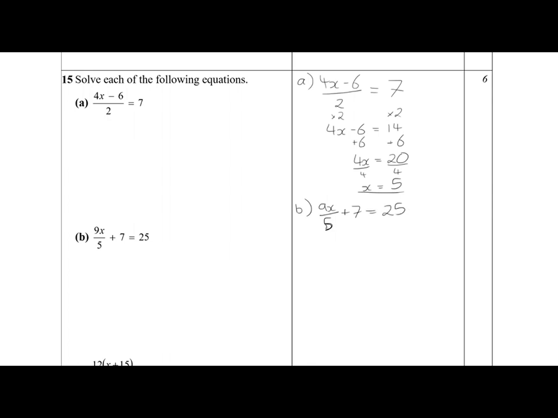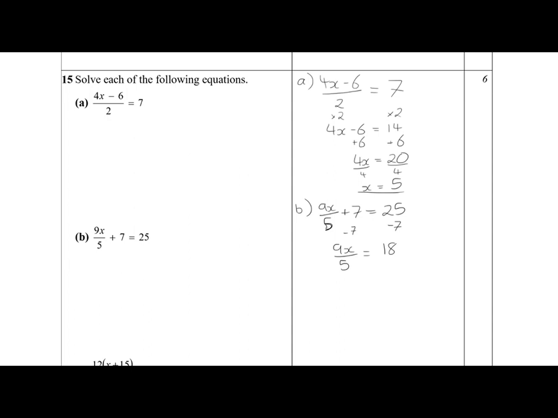So the last thing that I said there was then add 7. So when we backtrack to find out what x is, the first thing we undo is the adding 7. So this time we're going to start by subtracting 7 from both sides. On the left-hand side, that leaves us 9x over 5 is equal to 18.